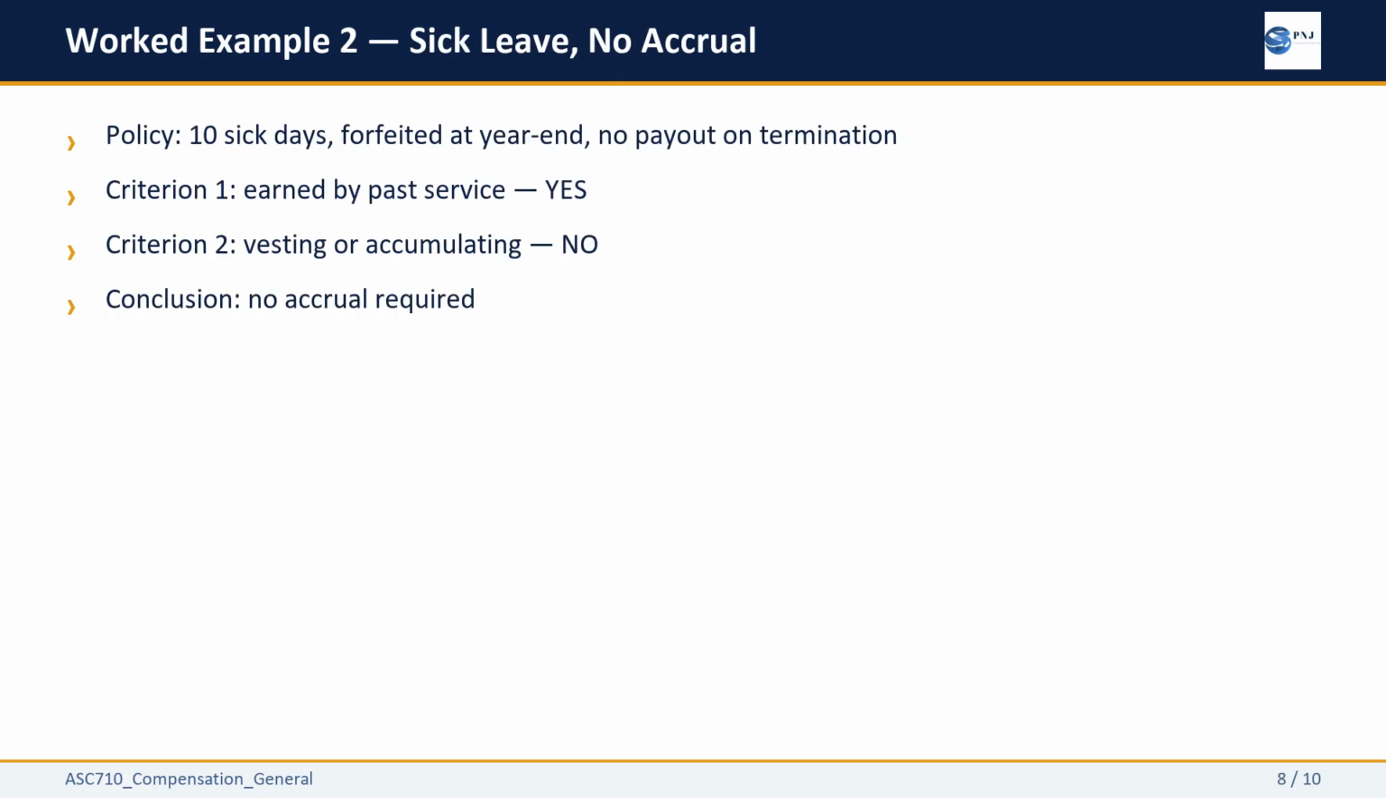Example 2 shows what the 4 criteria test looks like in writing. The policy: 10 sick days per year, unused days forfeited at year-end, no payout at termination. Apply the criteria. Criterion 1, earned by past service. Yes, employees earn sick days by working. Criterion 2, vesting or accumulating. No. The days forfeit at year-end and are not paid out on departure. Criterion 2 fails. Stop here.